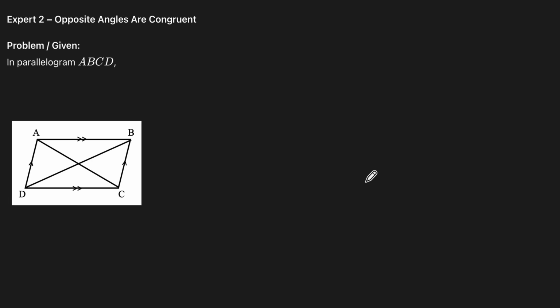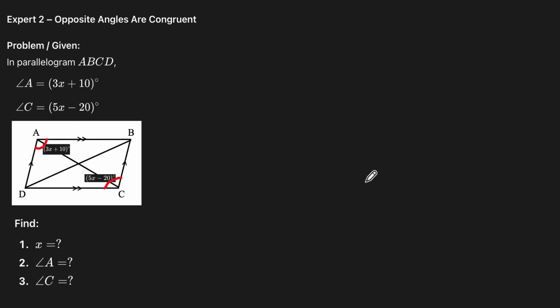Now let's proceed to the second property. And that property is opposite angles are congruent. Again, in this parallelogram, there is a given angle here, which is angle A, 3x plus 10, and angle C, 5x minus 20 degrees. So what we're going to do is to find what is x, angle A, and angle C.